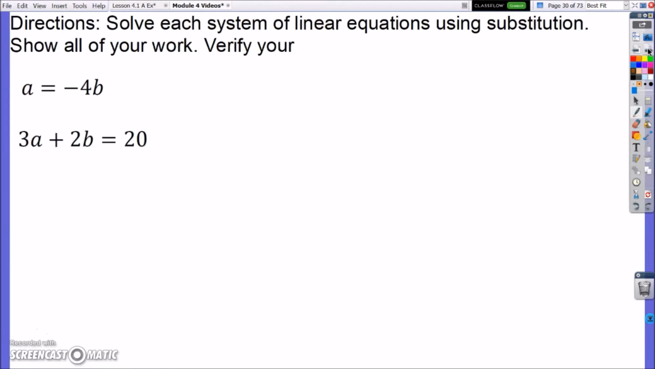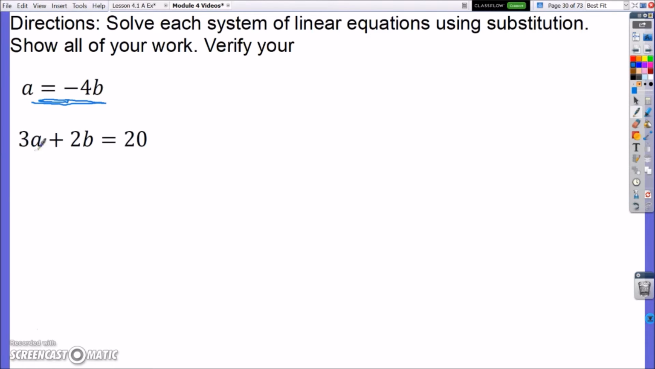Whenever we use this method of substitution, what we want to do is look at one of the two equations and see which one has a variable that's all by itself, or that's easy to get all by itself. This first example is not too bad because we already have a variable all by itself. In this example, we know what a equals. A is equal to negative 4b.